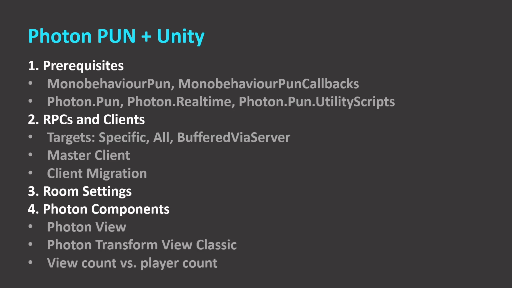And these are the general concepts that I'm gonna talk about in this video. So first of all, the inherited classes, PUN and PUN callbacks, and then the imports that are useful, Photon.Pun, .Realtime, .Utility scripts. Then I am gonna talk about the RPCs and the clients. So, what are RPCs? Why are they useful? What kind of RPCs can you send? There are different types of targets you can send. Also here I'm gonna talk about what the master client is and how that is significant for at least my case, and then also a little bit about client migration.